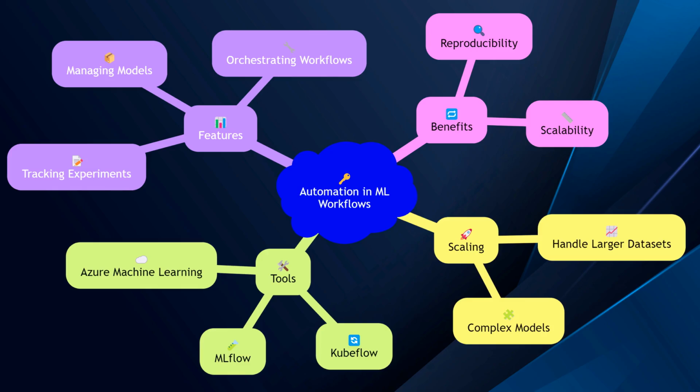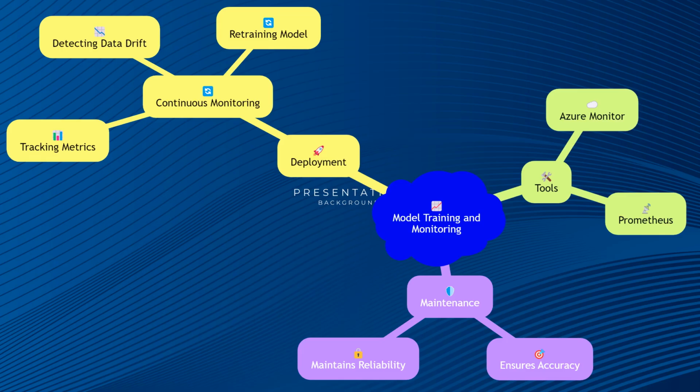Automation is key to scaling machine learning workflows. Tools like MLflow, Kubeflow, and Azure Machine Learning can help automate the training process. These tools provide features for tracking experiments, managing models, and orchestrating workflows. Automation ensures that the training process is reproducible and can be easily scaled to handle larger datasets and more complex models.